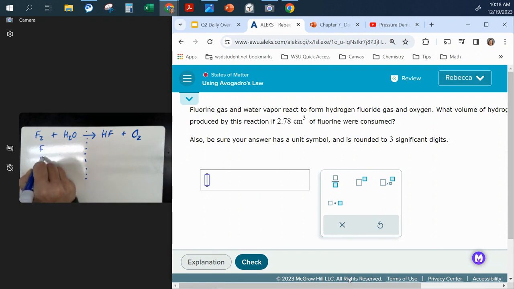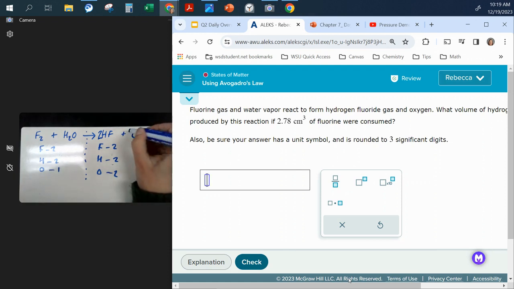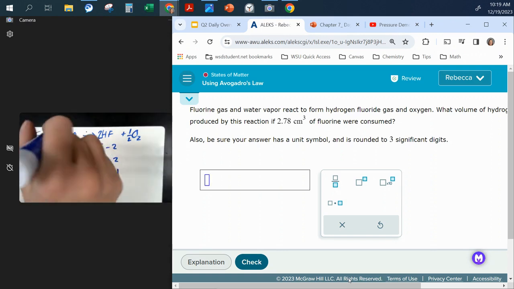So we've got fluorine, hydrogen, oxygen, fluorine, hydrogen, oxygen. So here we've got 2 fluorines, 2 hydrogens, 1 oxygen, 1 fluorine, 1 hydrogen, 2 oxygens. So let's balance. We need at least 2 of these fluorines. 2. Okay, let's see. We have 2 oxygens and 1 oxygen. So let's make this a half. So half times this oxygen gives me 1. But I can't have a fraction, so then I'll go back through and multiply everything by 2.